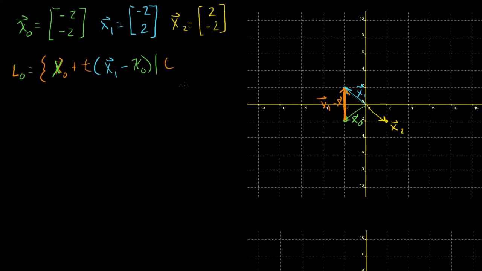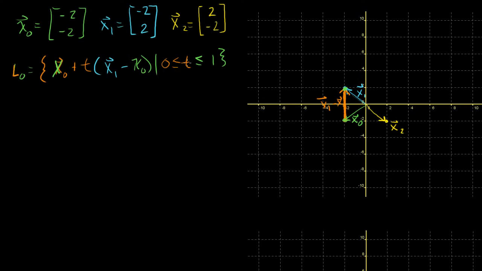Let me write it this way. T is greater than or equal to 0. So when t equals 0, this term cancels out, and we just have this position right here. We just have that position there. And then t is going to be less than or equal to 1. What happens when t is equal to 1? When t is equal to 1, this becomes x1 minus x naught. This x naught and that x naught cancel out, and you're just at this point right there.